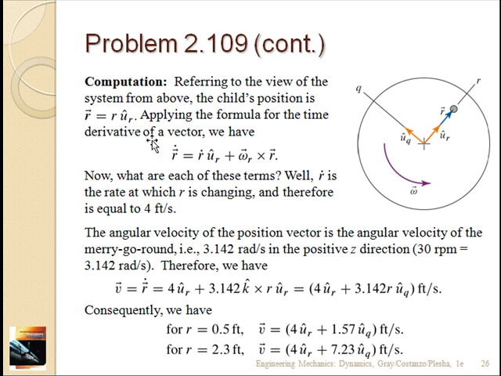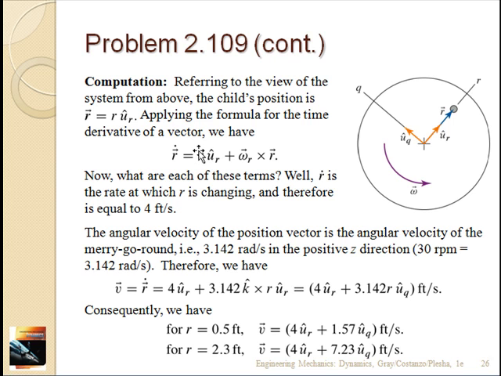The velocity of the boy can be written as the time rate of change of the magnitude of r times the unit vector in the r direction, plus omega cross r. Okay, and that'll be in the q direction. Now r dot we're given, that's 4 feet per second. We're told he's walking radially at 4 feet per second, so that's a given.